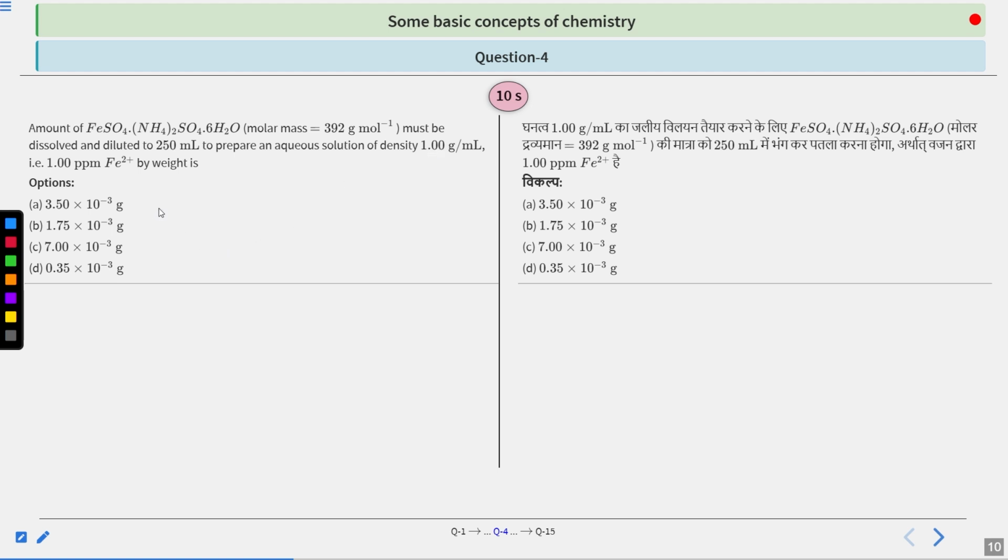Options are A, 3.50 × 10^-3 gram. Option B, 1.75 × 10^-3 gram. Option C, 7.00 × 10^-3 gram. And option D, 0.35 × 10^-3 gram. So, you have 10 seconds to solve this question. Your time starts now.